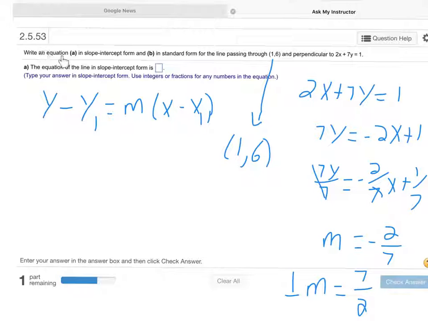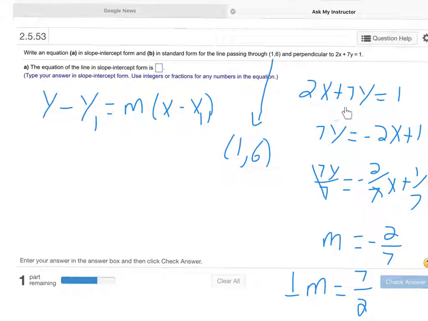Anytime it says write the equation of a line, I think of this formula. So they do give you the point (1, 6). You put in 1 for x sub 1 and 6 for y sub 1. The only thing we're really missing is a slope, and it's perpendicular to this line, and so that's how you're supposed to find the slope.